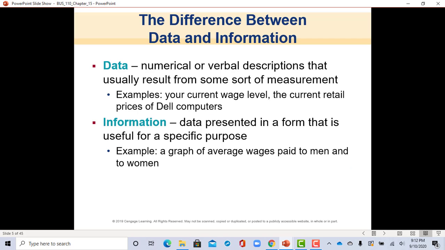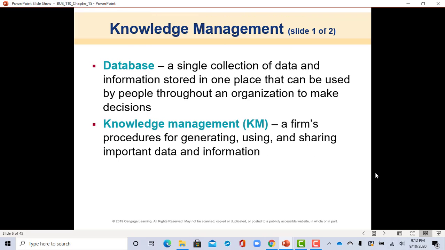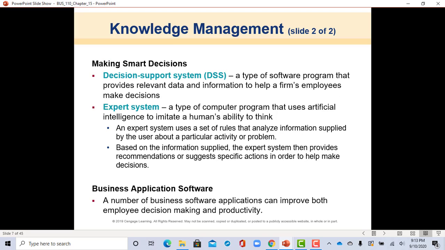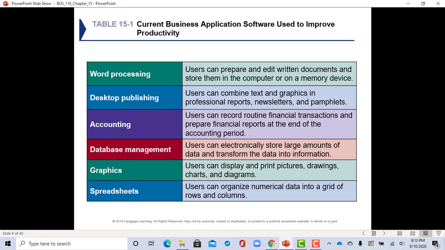Data and information differ in important ways. The average company maintains a great deal of data that can be transformed into information. There are systems used to sort out the pertinent information from otherwise useless data. Here are current business application software used to improve productivity.